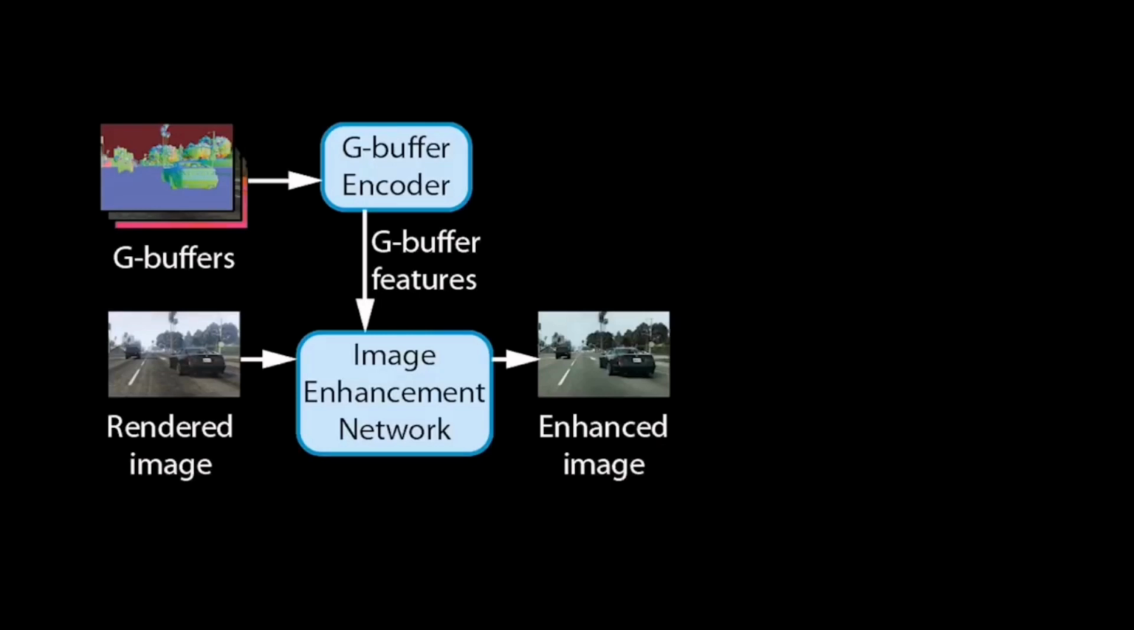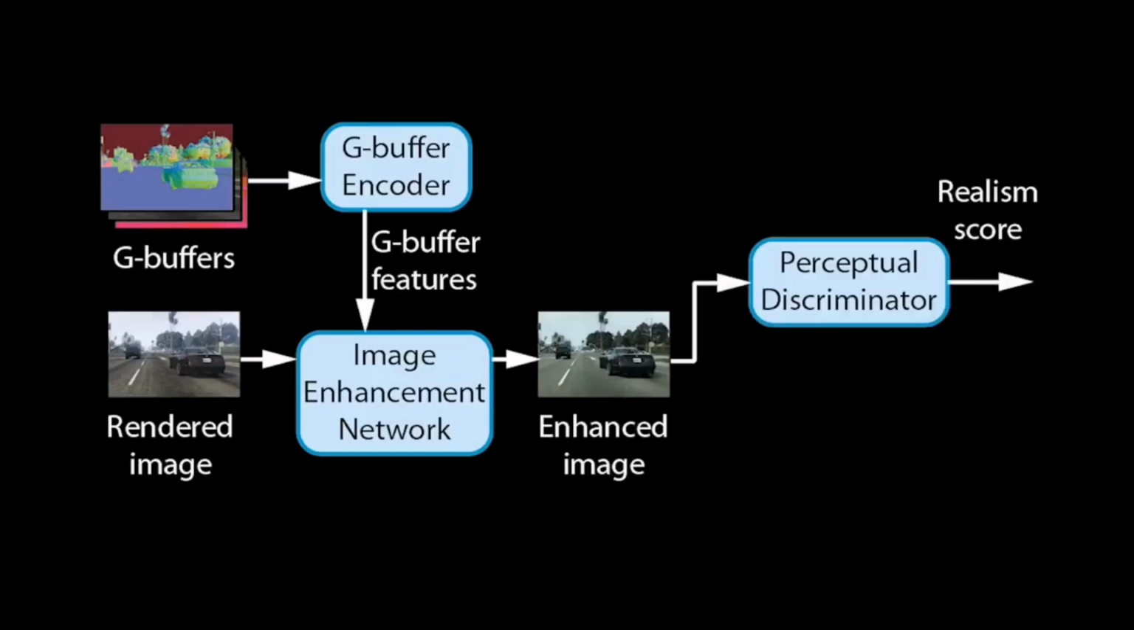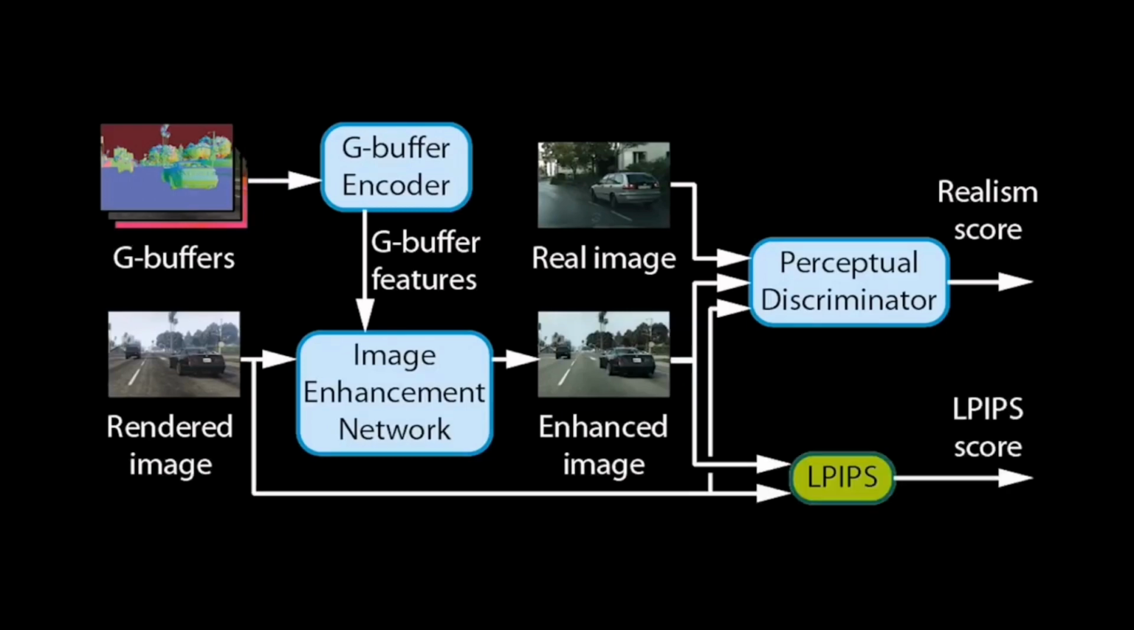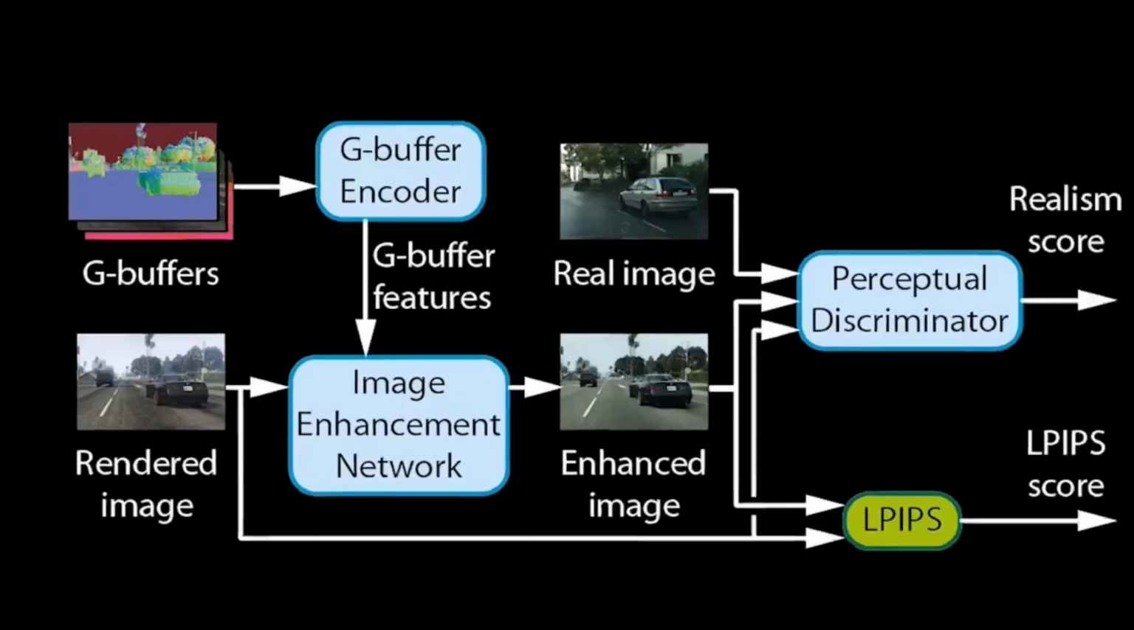To train our networks for enhancing realism, we employ a perceptual discriminator. For each image it takes in, it produces a realism score. To make it understand what the real world looks like, we also feed it real photos. To ensure that our networks retain the structure of rendered images, we further add them to the discriminator inputs and employ a perceptual loss. Let us now zoom in on the GBuffer encoder.